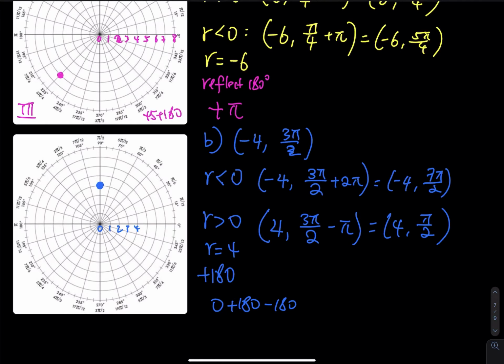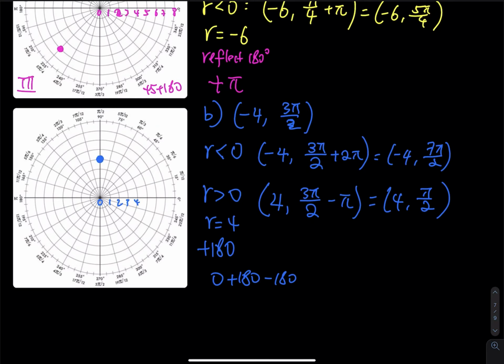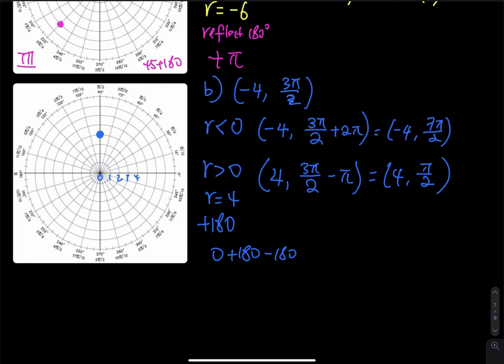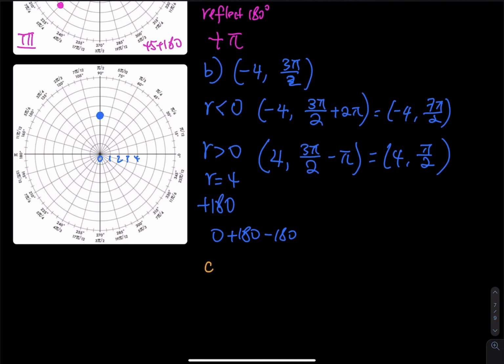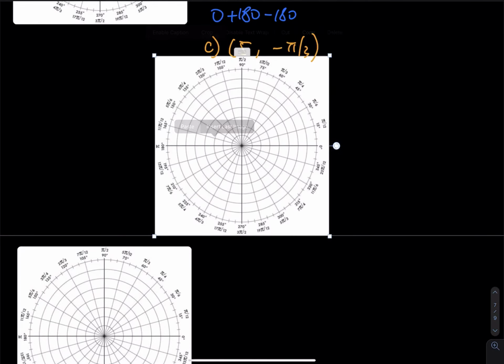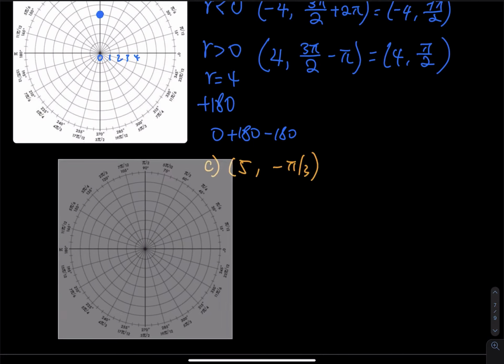And then problem C, I will copy that problem for you. So problem C, we have a phi negative pi over 3. I already prepared a polar plane, so that is right there. Let's copy that, and then we paste. So I can use that for the next problem.